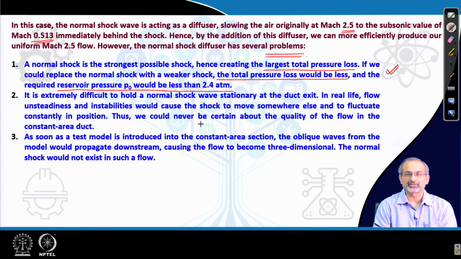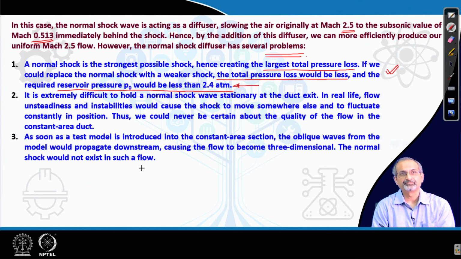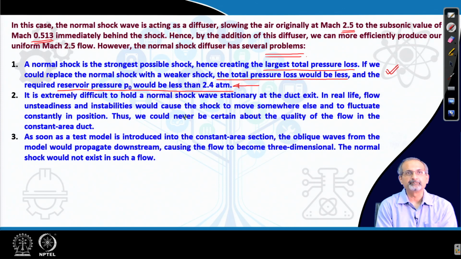Can we reduce it further? Because that will have an implication in terms of the reservoir pressure. We can probably operate the same tunnel at Mach 2.5, but with still lower pressure. But what is the way out? We will look at it later.